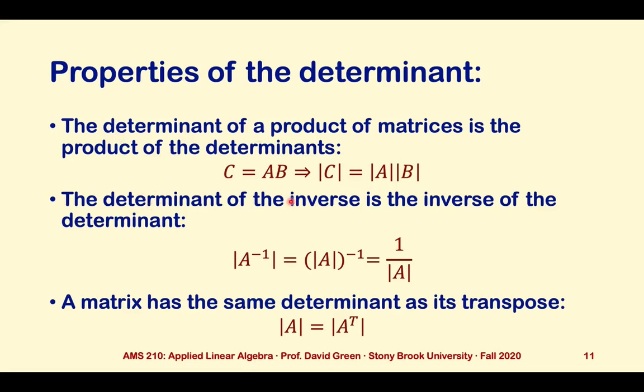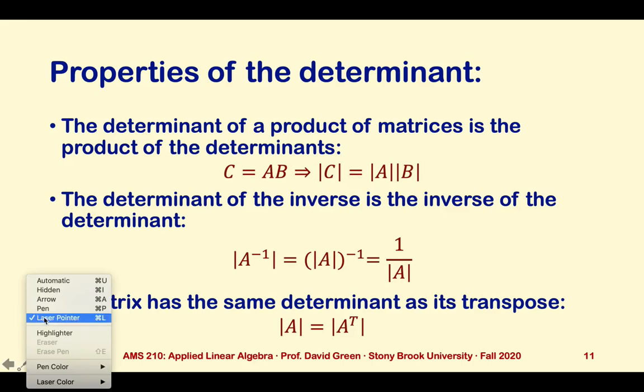The determinant of the inverse of a matrix is the inverse of the determinant. The determinant of A inverse is simply 1 over the determinant of A. Of course, the inverse only exists if the determinant is non-zero. 0 is the case where this would fail. This makes sense. It's all consistent. A 0 determinant means we cannot compute a determinant for the inverse because the inverse does not exist. Finally, a matrix has the same determinant as its transpose.